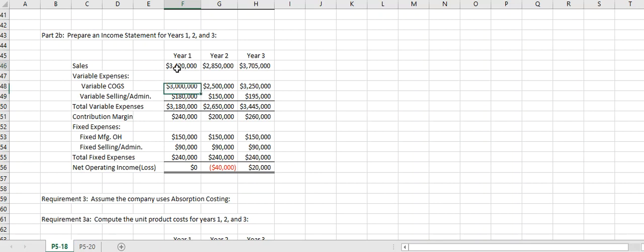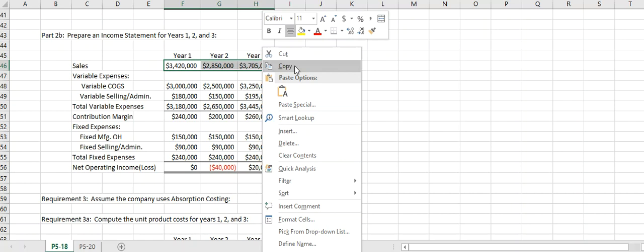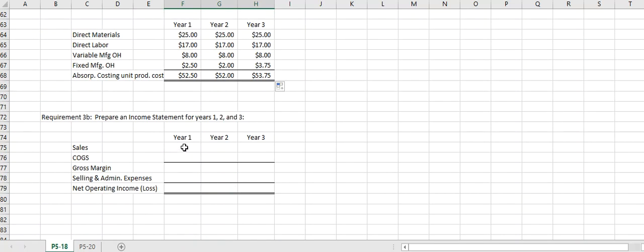So we're still going to use the $57 price times the number of units sold, and under both methods we sold the same amount. So these amounts are actually the same for either method. So I'm just going to cheat, copy and paste those down here. The next thing we need to calculate is our cost of goods sold.